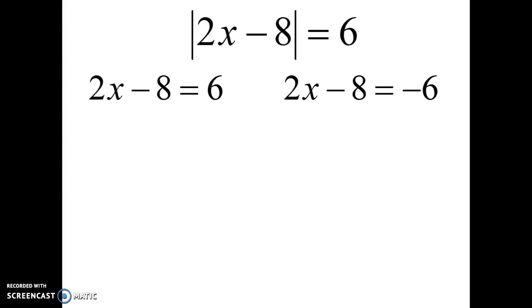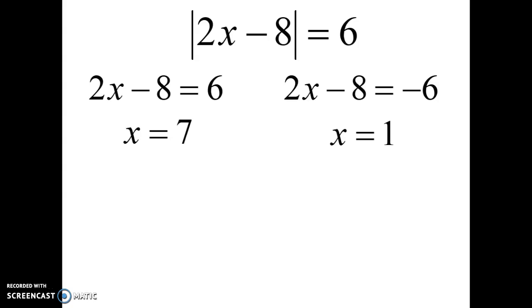All right, with our two equations set up, now we can solve them. So you're going to add 8 to both sides of each equation, then divide both sides by 2. You'll get 7 and 1. Now, with absolute value equations, one thing you want to do is check your answers to make sure they actually work. So you're going to put your answers back into the equation, and let's see what happens.